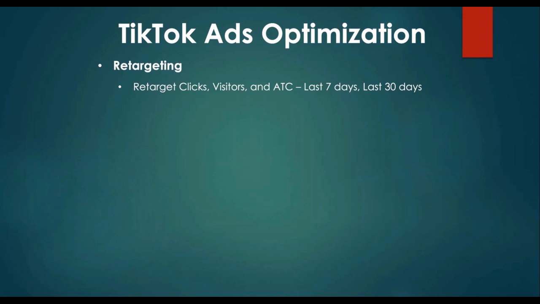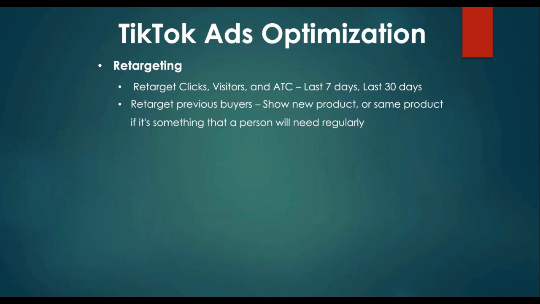For those who have seen your ad in the last 30 days, a smaller discount is a good idea, or just show them a refresher of your product. Second, retarget those who have visited your website earlier. You can show them an ad of a different product or a brand awareness ad, or show them the same product if this product is classed as an FMCG product. This means that it's something that a person would repurchase regularly.